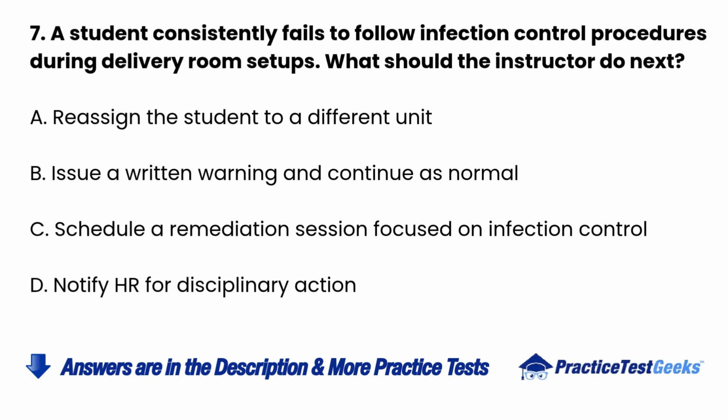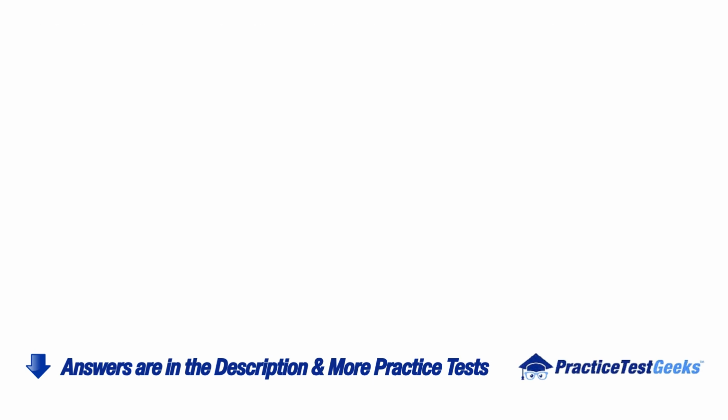7. A student consistently fails to follow infection control procedures during delivery room setups. What should the instructor do next? A. Reassign the student to a different unit. B. Issue a written warning and continue as normal. C. Schedule a remediation session focused on infection control. D. Notify HR for disciplinary action.